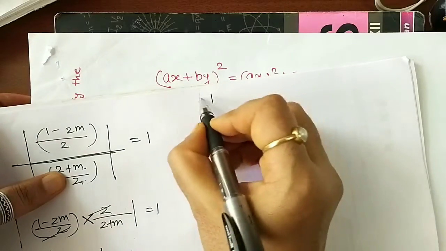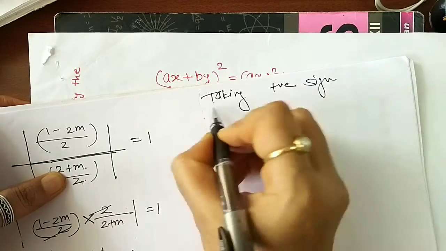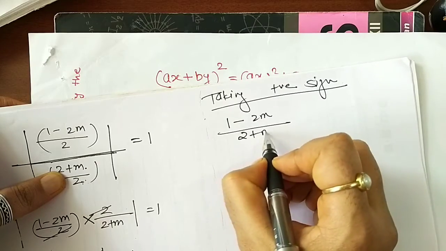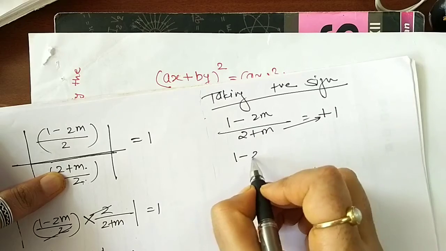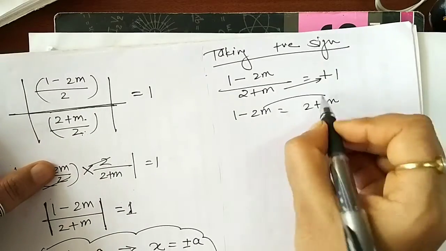So write down taking the positive sign. Okay, so taking the positive sign, I will get (1 minus 2m) by (2 plus m) is 1, which is plus 1 actually. So this is here. So 1 minus 2m is 2 plus m. Correct? This will go here and this here.